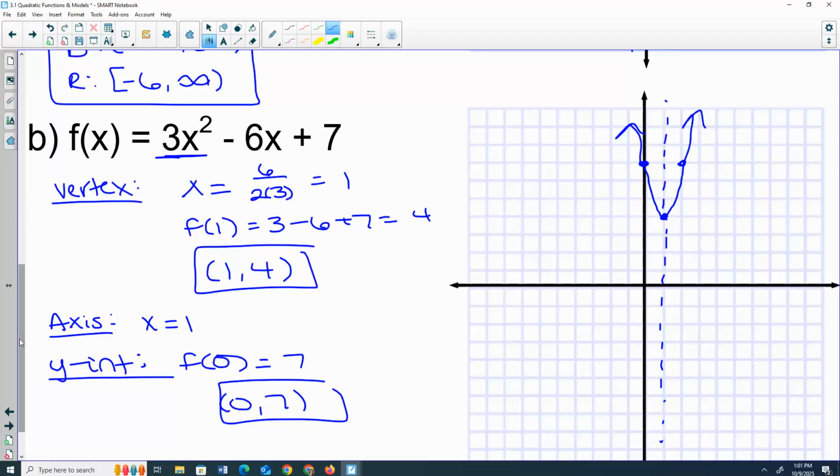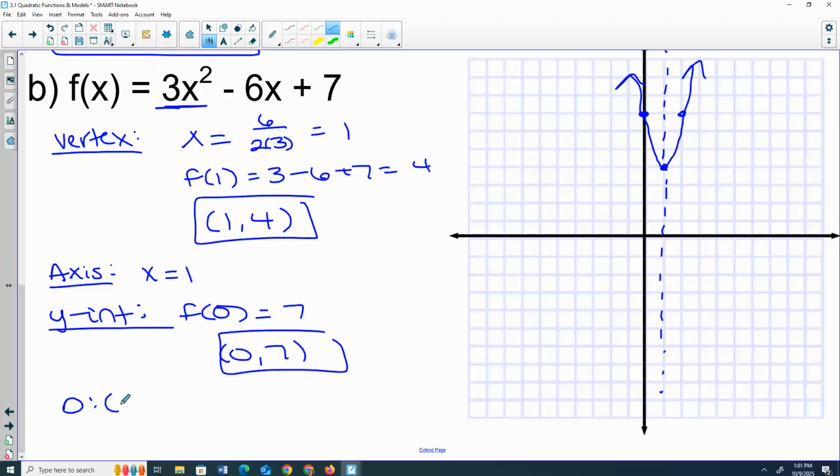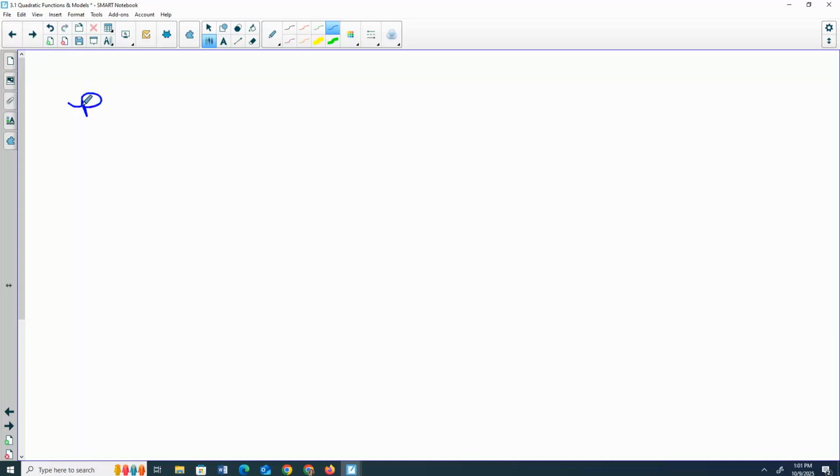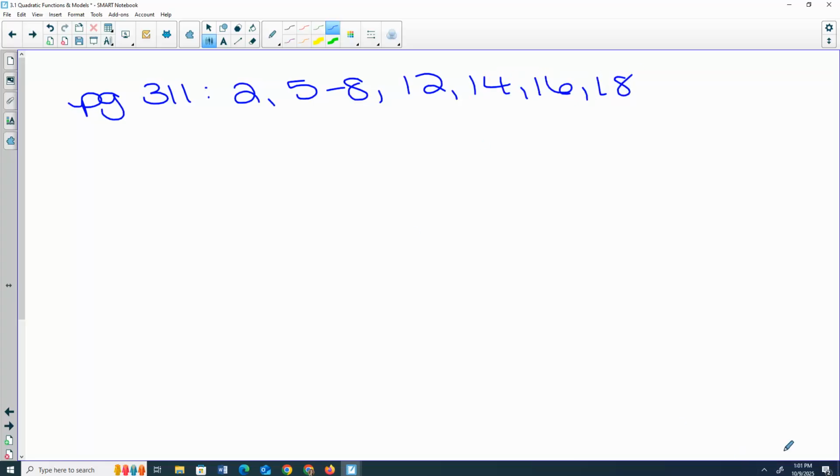What's my domain? And my range? 4 to infinity. All right, this is where I'm stopping today. We will pick up next week and continue with this. I am going to give you a few problems to do. There are 2 sections of matching within this though, so it's not too bad. So you can work on that, and I will bring around tests.